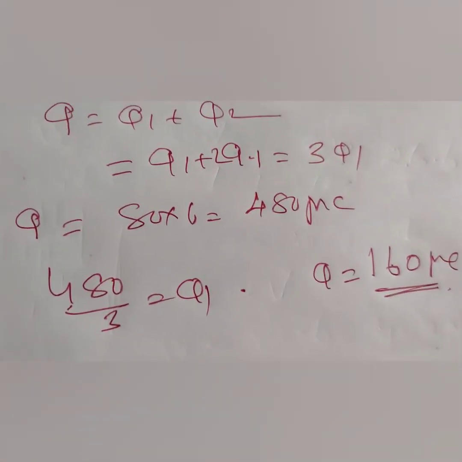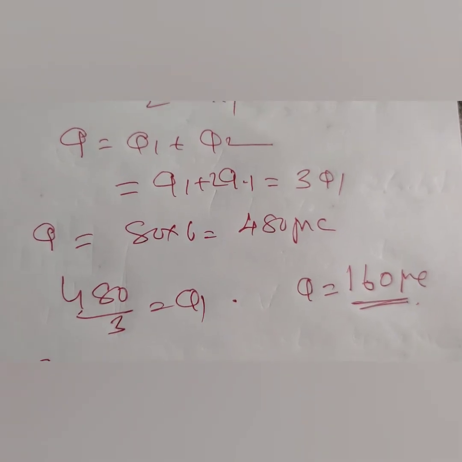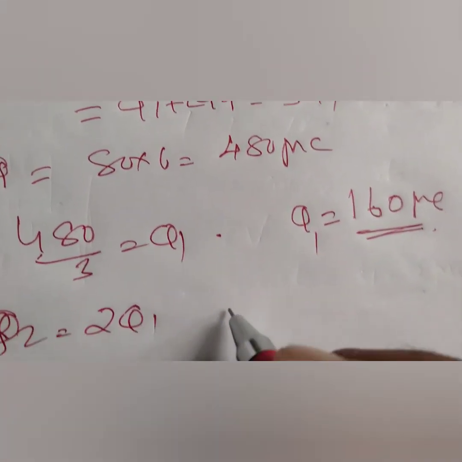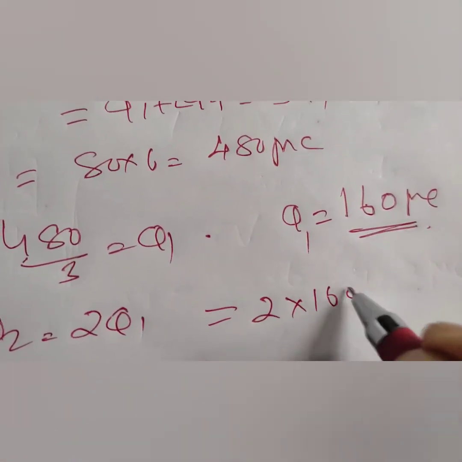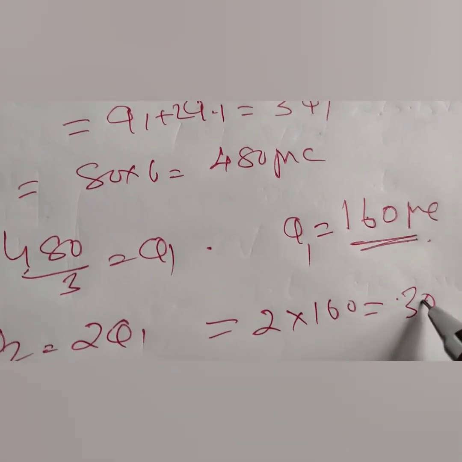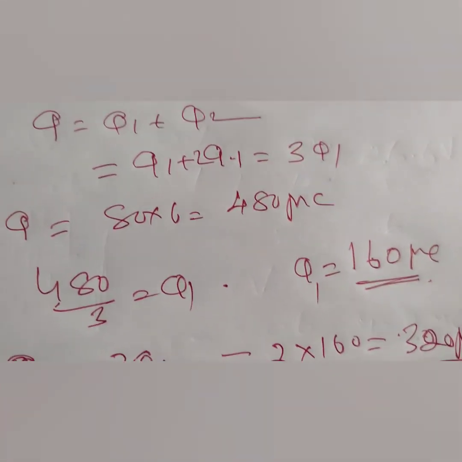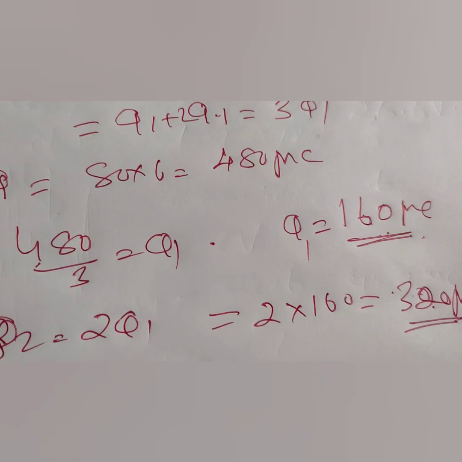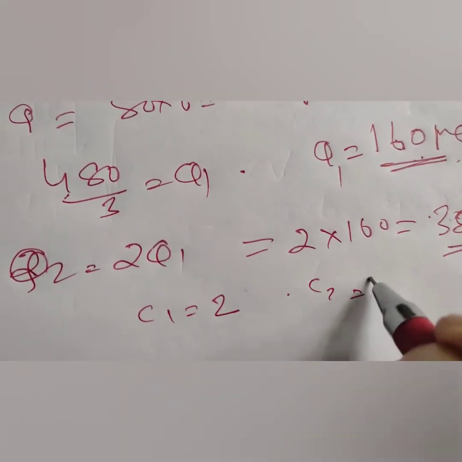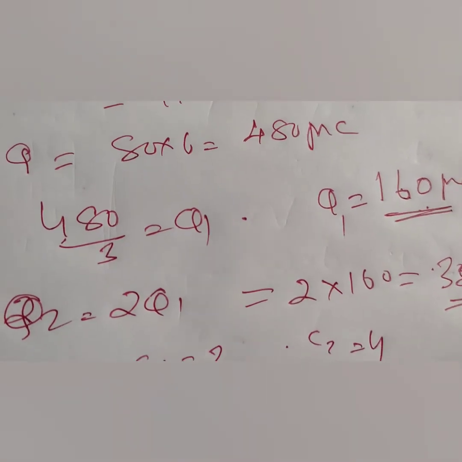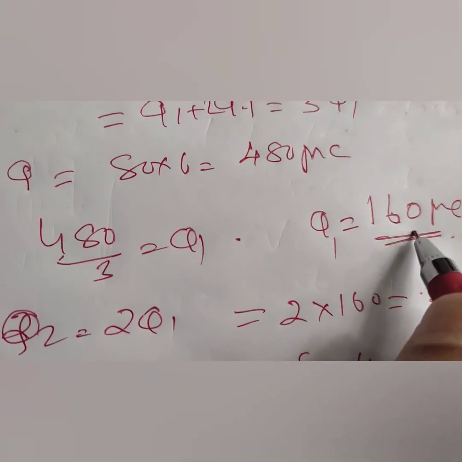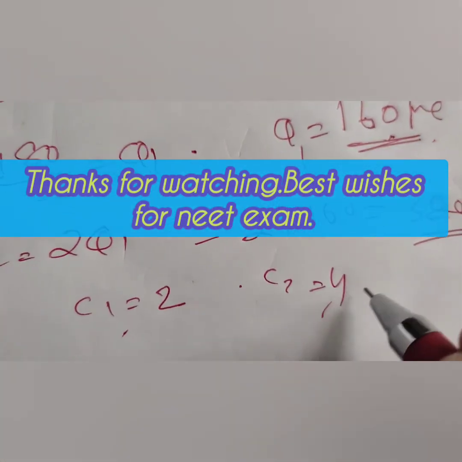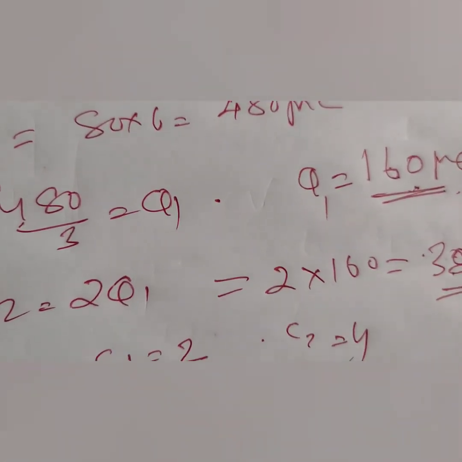And Q2 is 2Q1, which is 2 into 160, 320 microcoulomb. So we know it is double because the capacitance is also double: C1 is equal to 2 and C2 is equal to 4. If the charge across C1 is 160, the charge across C2 is 320. It is 2 times, the same as the capacitance is 2 times.